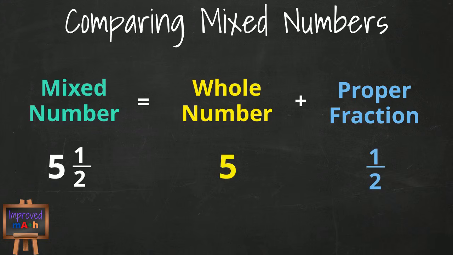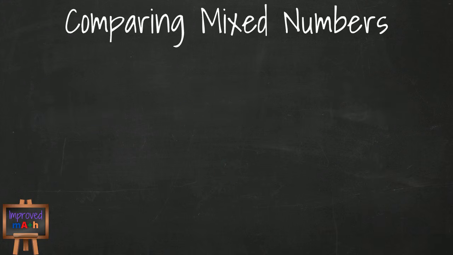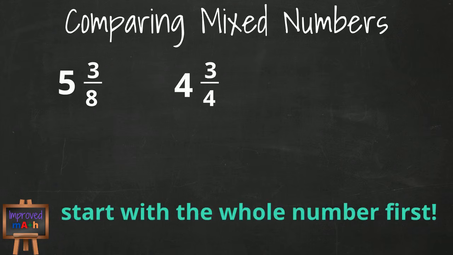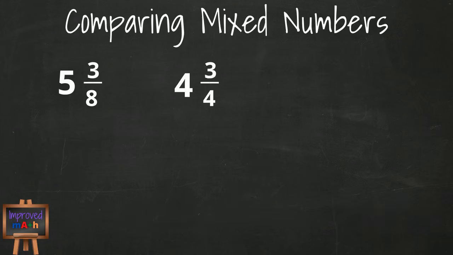Now what happens when you get a problem where you're asked to evaluate two mixed numbers and decide which one is greater? Let's take the first example. 5 3/8 compared to 4 3/4. You may look at it right off the bat and think, oh man, that's a lot of numbers. Where do I start? Well, the first place you start is with the whole number. 5 is bigger than 4, so who cares what the proper fraction is? 5 is always greater than 4.